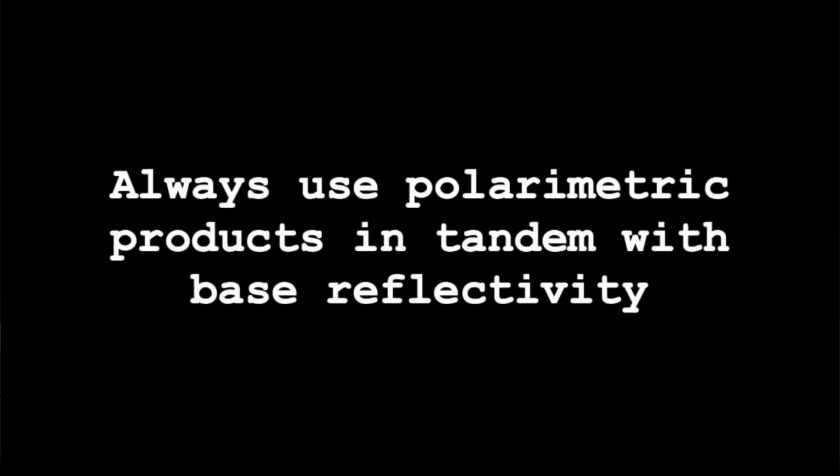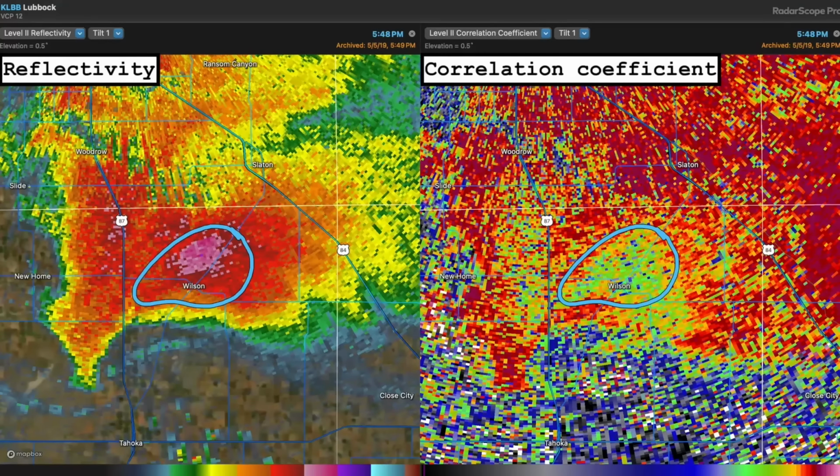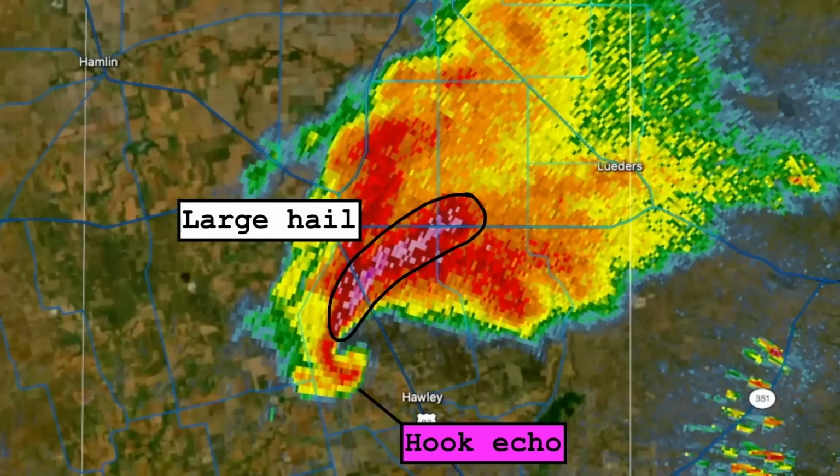These products should be used in tandem with base reflectivity. Areas of depressed differential reflectivity and correlation coefficient associated with hail will always be coincident with intense reflectivities. In supercells, large hail is most often found just downstream of the mesocyclone and hook echo if one is present.